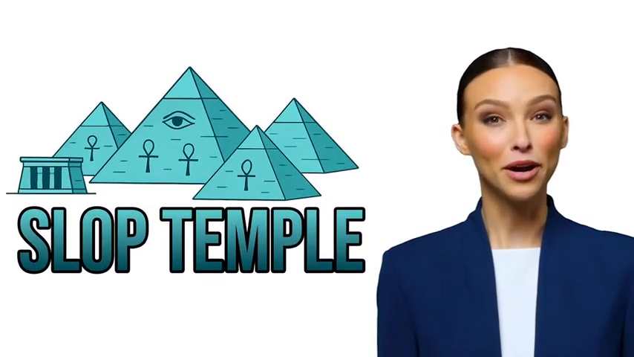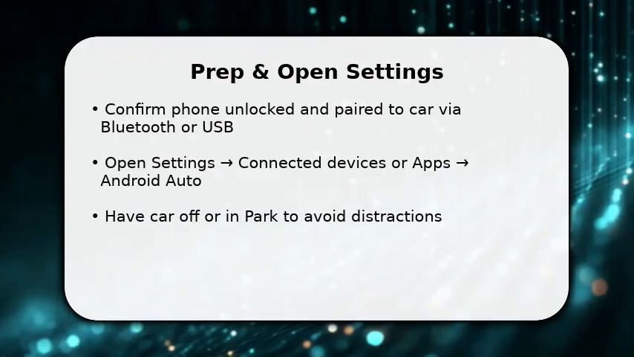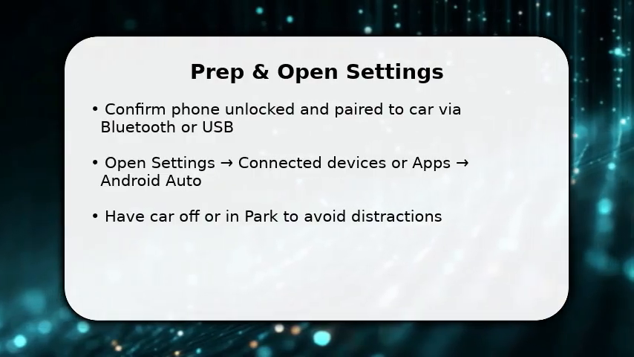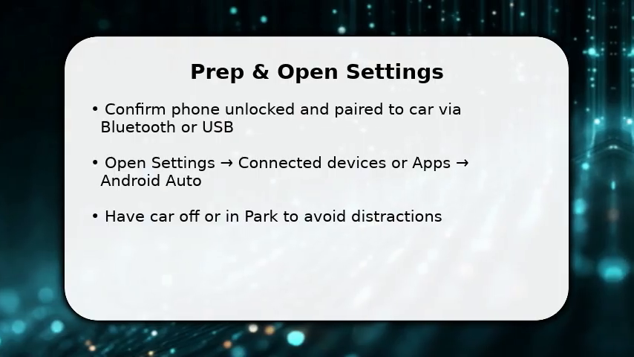We pray this video helps. You start by preparing the phone and car. This reduces errors. First, unlock your phone and make sure it's paired to the vehicle via Bluetooth or USB.